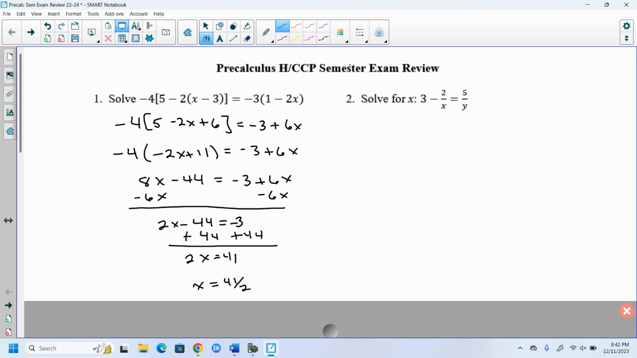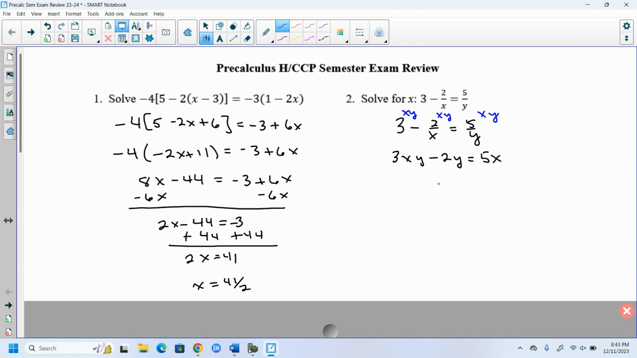All right, number 2. I know a lot of people were asking about this in different periods. We want to solve for x, and in order to solve for x, you have to get x out of the denominator, which means you also have to get rid of basically all denominators. The easiest way to do that is to multiply each term by xy. When we do that, we get 3xy. The x's cancel, and we get minus 2y equals, the y's cancel, we get 5x.